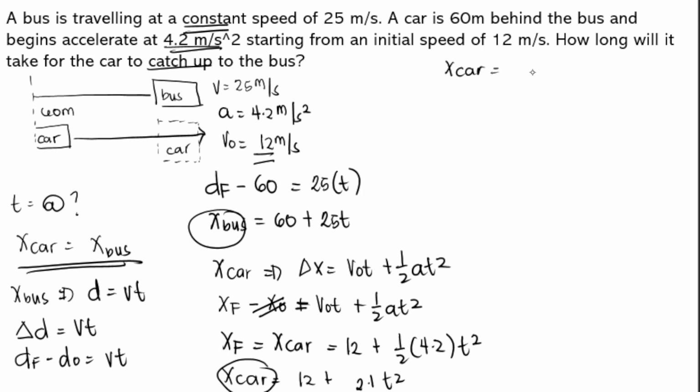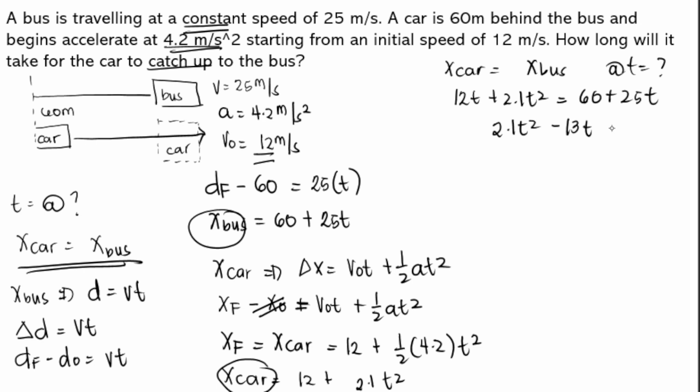X car is equal to x boss. At t, which is unknown. So, x car is 12t plus 2.1 t squared, which is equal to 60 plus 25t. Rearranging this expression so that it looks like a quadratic, it would become 2.1 t squared minus 13t minus 60 is equal to 0.